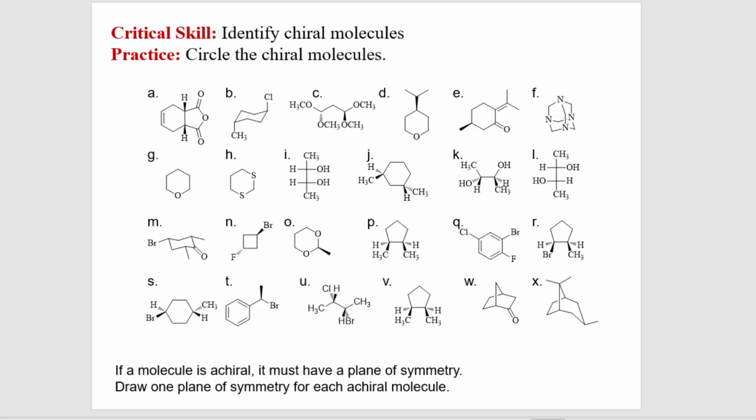If we add Fisher projections to our repertoire of deciphering and analyzing relationships between atoms, or whether something is chiral or achiral, I'm now giving you a huge practice worksheet to try and figure out whether a molecule is chiral or not. And you can see that I threw in some Fisher projections there to consider as well. Lastly, if a molecule is achiral, it must have a plane of symmetry. So you could draw one plane of symmetry for each achiral molecule as a practice as well.